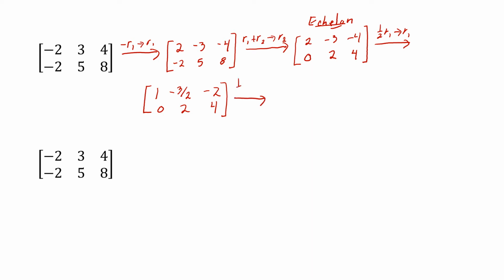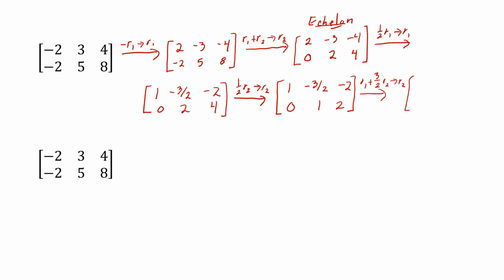Well, let's take 1/2 of row 2, and that becomes a new row 2. That's the next elementary operation. 1, negative 3 over 2, and negative 2. Row 2 becomes 0, 1, and 2. And now one final operation. We are going to take row 1 plus 3 over 2 row 2 as the new row 1.